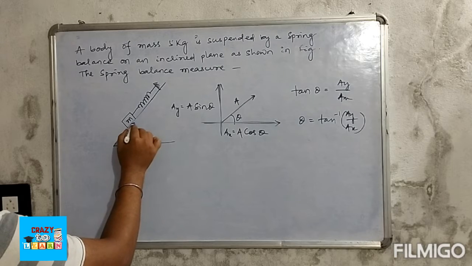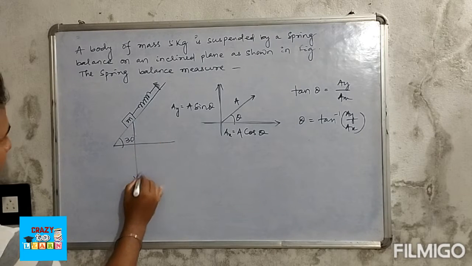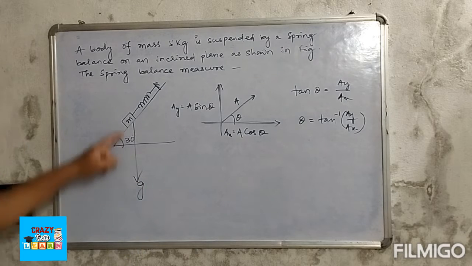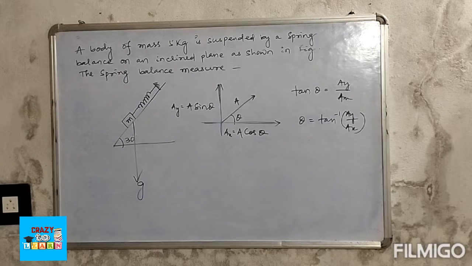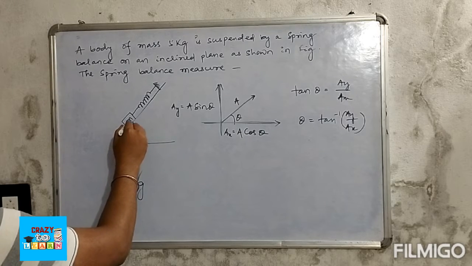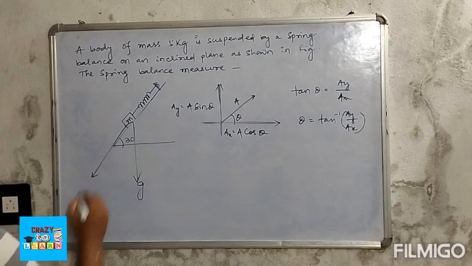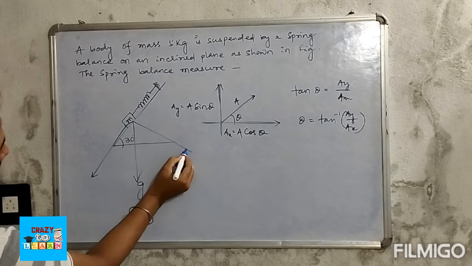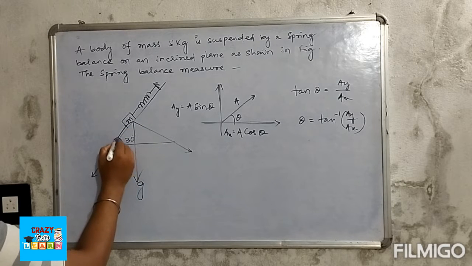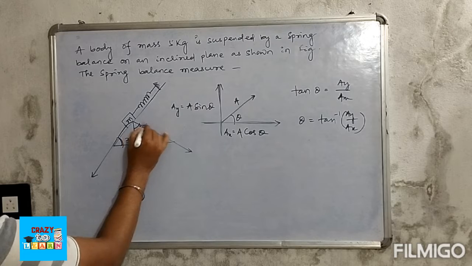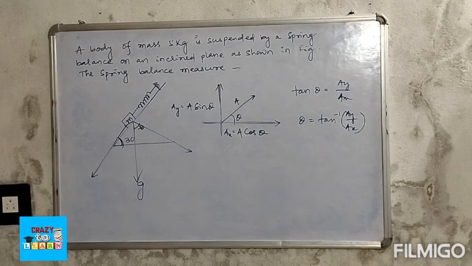If we take the g vector, the acceleration due to gravity, and draw it, it works downward. It is the g vector. And if we draw its component along the plane, this is the vertical component, and this is the horizontal component. If this angle is 30, this angle is also 30.